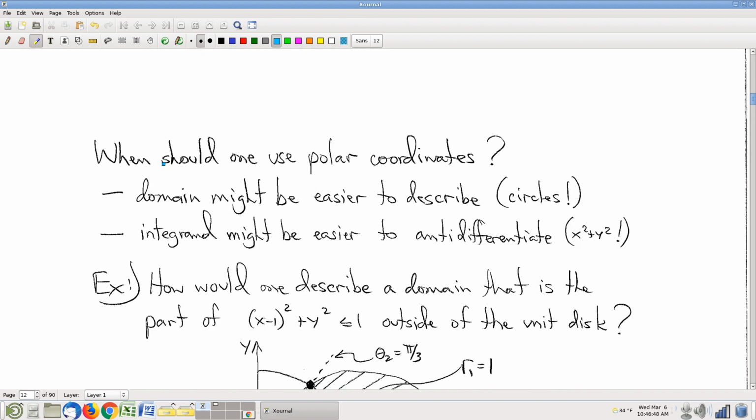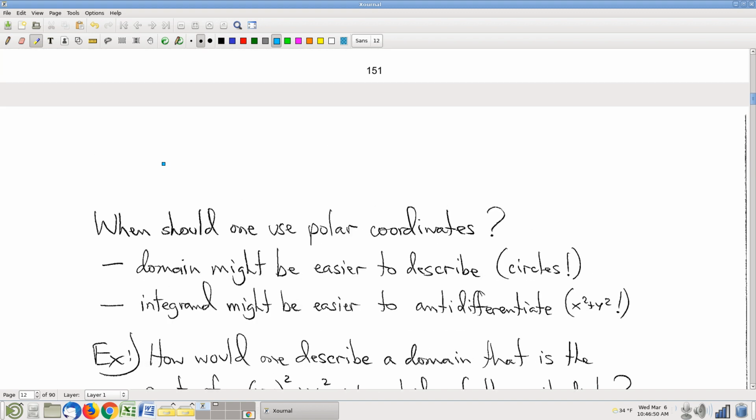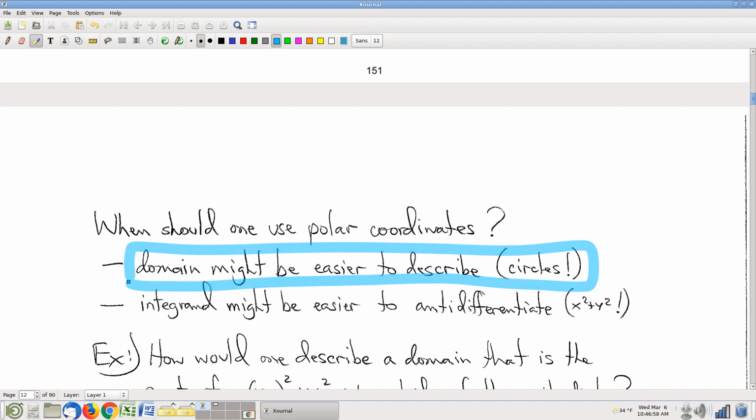So when should you use polar coordinates? It's a tool in your toolbox. Use it when it seems like it might make your life easier in some form or another. It may be that your domain is going to be something undesirable in rectangular coordinates. Maybe we hit corners. Maybe circles are going to make square roots happen. But if you think your domain's going to be easier, usually that's the best motivation to use polar coordinates.